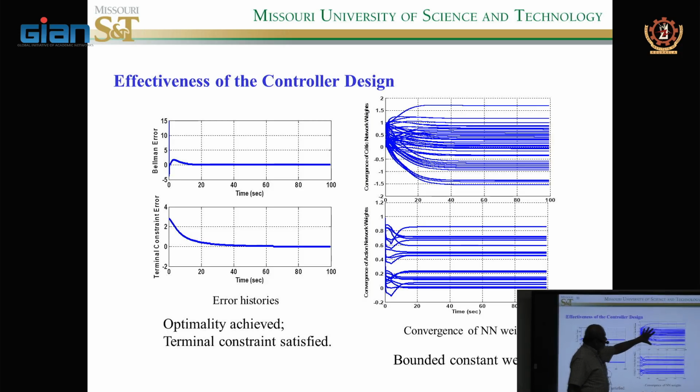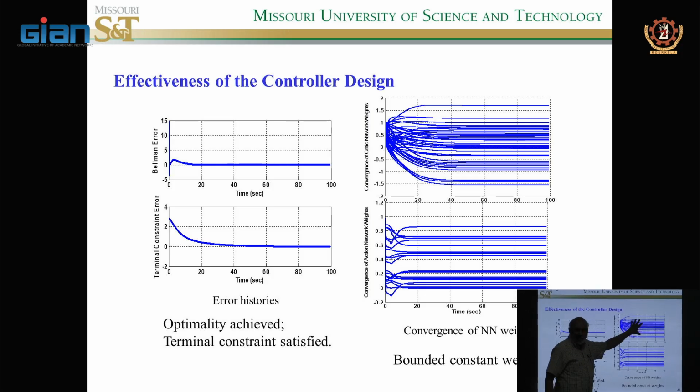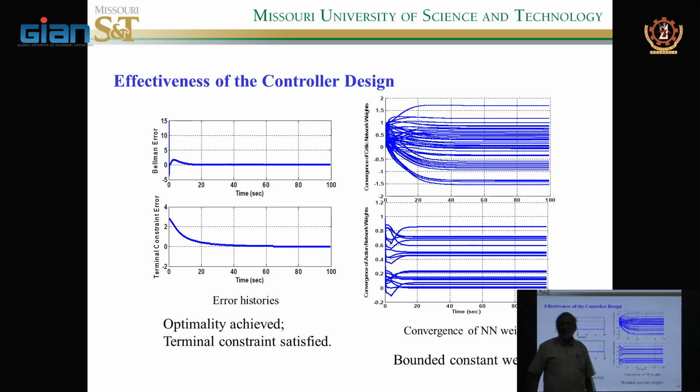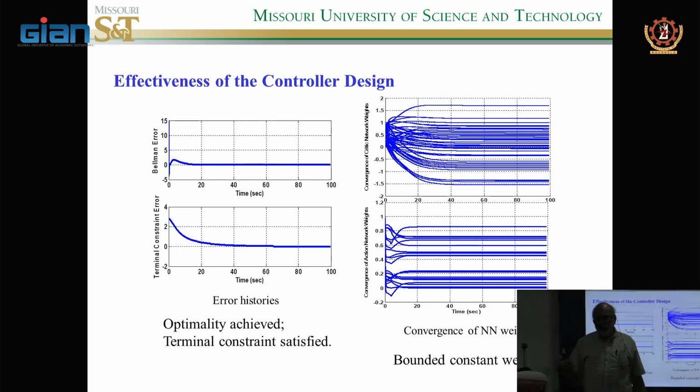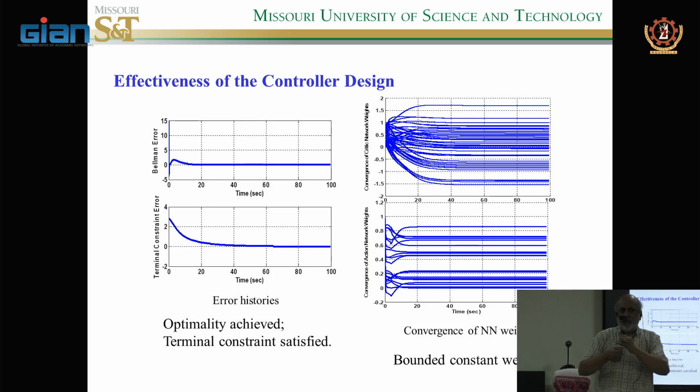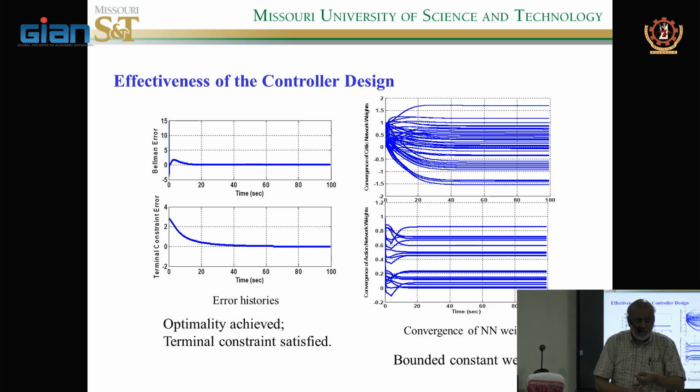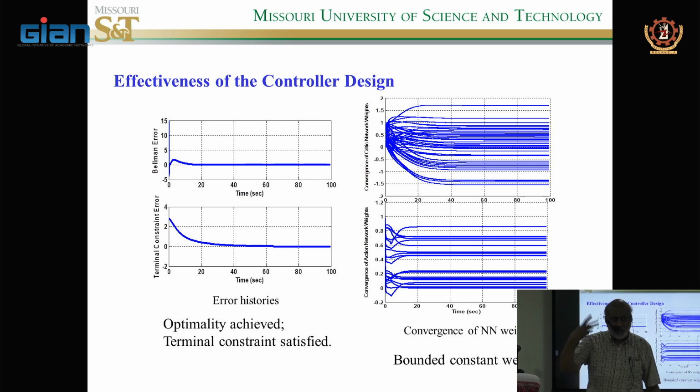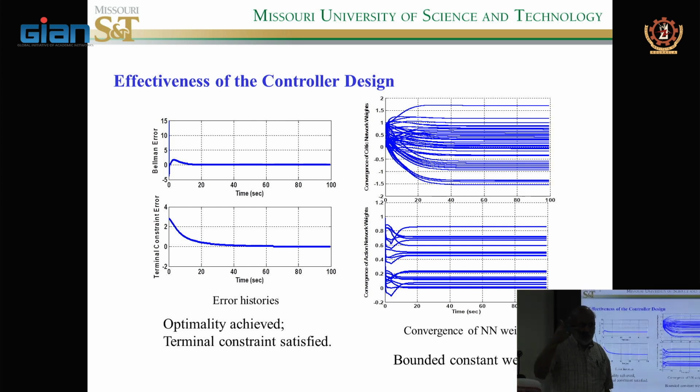This is the critique weights. See, the critique weights are converging, and the actor weights also converge. So this example shows you don't require F, you don't require G, and you're using 3 neural networks, 1 for the identifier and 2 for the others.